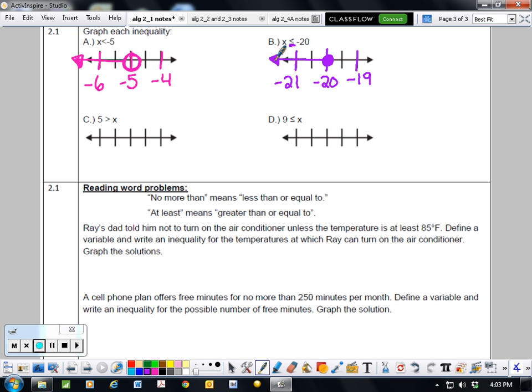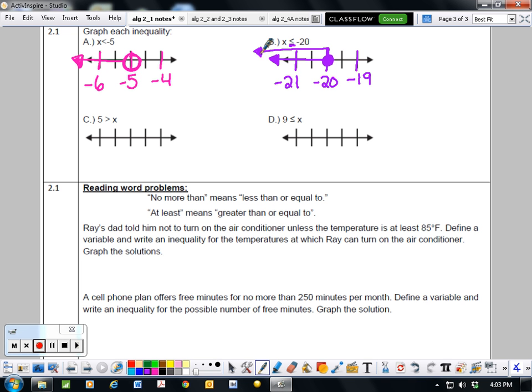Now keep in mind, because my arrows are colored, I'm drawing right on the number line. But if you're using a pencil, your arrow needs to go up and over so I can see the direction of your arrow. Because if I can't see the direction of your arrow, I'm going to have to take off points every single time, and it's really just not worth it.